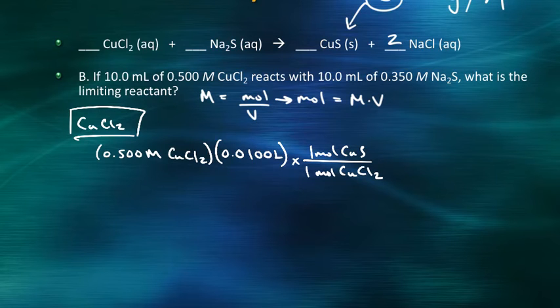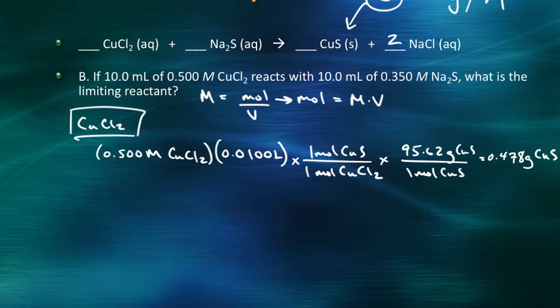Okay, and then we're going to finish that off by multiplying times the molar mass of CuS. And that is, let's see, 95.62. Okay, and then typing that all into a calculator, we have 0.5 times 0.01 times 1 times 95.62. We're going to round this to three significant figures. We have 0.478 grams of CuS.